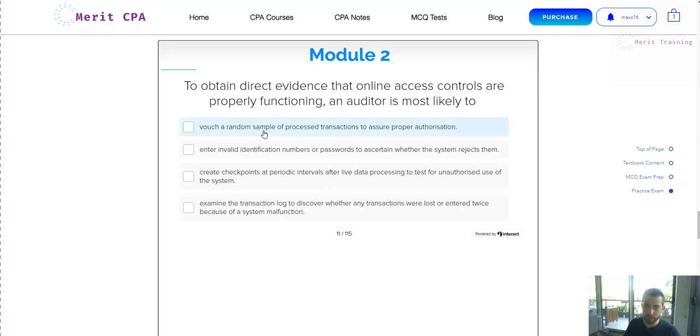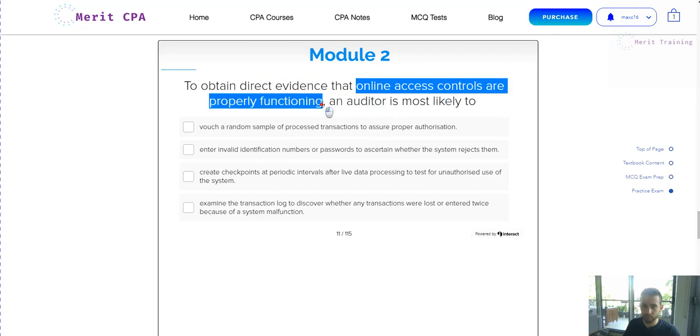Because vouching a random sample of processed transactions. Okay, wait, hold on, before we get to that, what are we trying to test? And what are we trying to get direct evidence of? We're trying to get evidence that the online access controls are properly functioning, right?